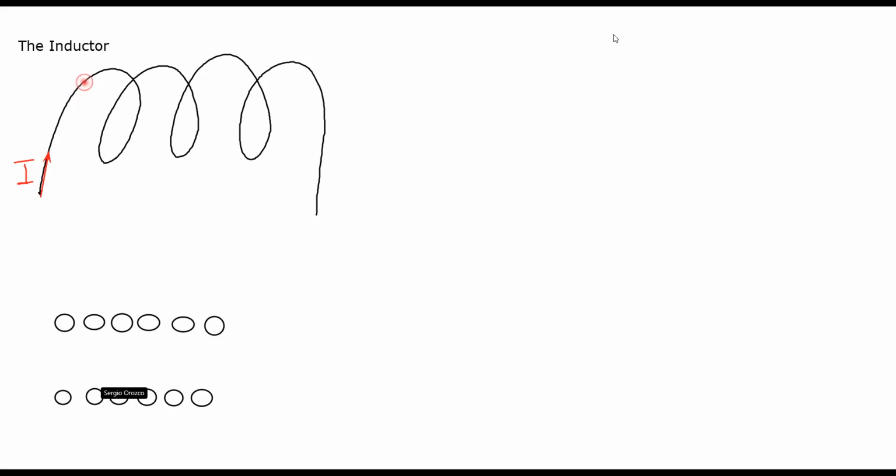The current is coming up, and as it goes to the top part of this coil, it goes into the page, then comes out of the page, into the page, out of the page, and then into it, and then out of it, and then into it. The top parts here represent the current going in, so I'm going to represent that with an X, going into the screen. And on the bottom we have the currents coming out, so I'll put little dots here. So that's our solenoid.